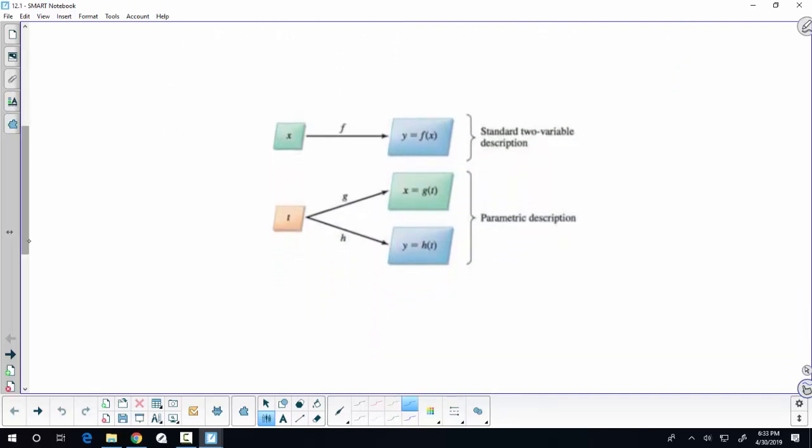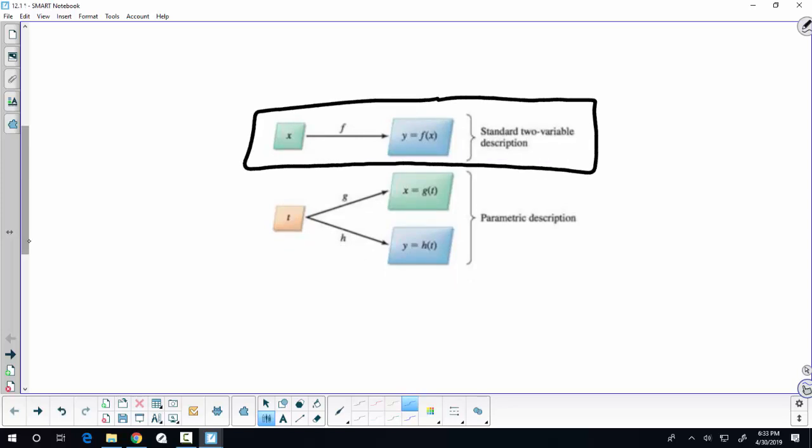here's what we're used to with this standard input-output kind of thing. y is a function of x. So what we're going to look at here is a parameter that's typically labeled t. This is our parameter. A function g gives us the x coordinate, and a function h gives us the y coordinate. So it's just an alternative way to describe functions that we've seen up to this point, y equals f of x.